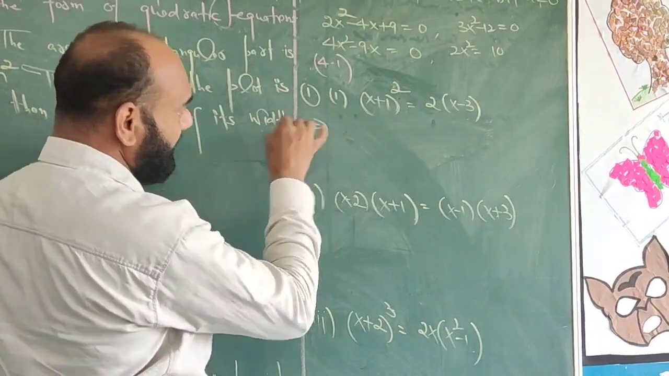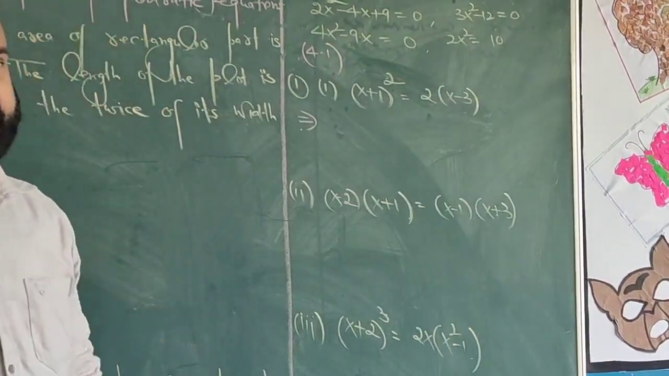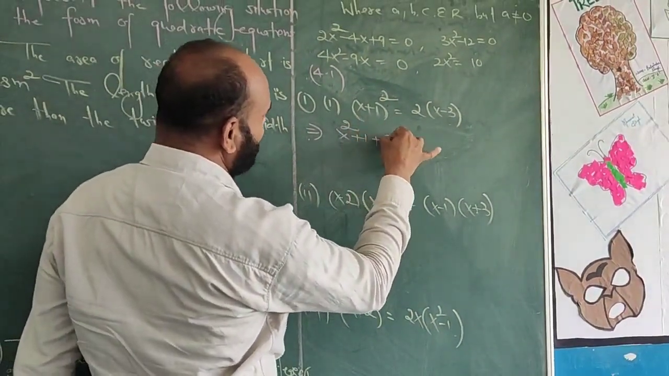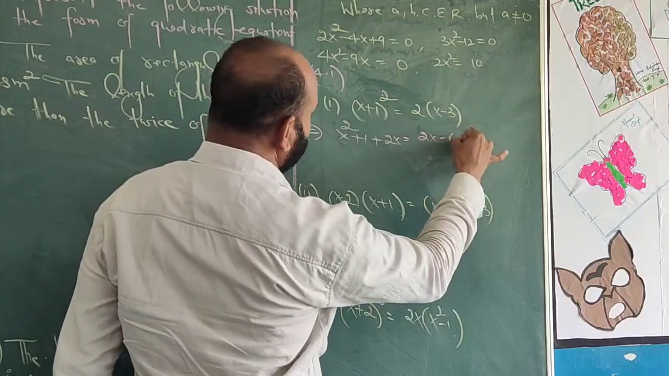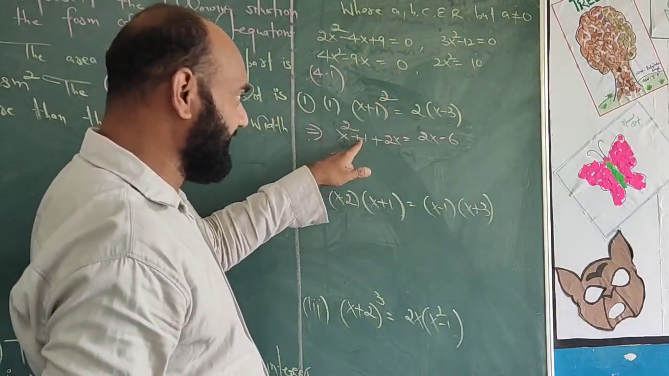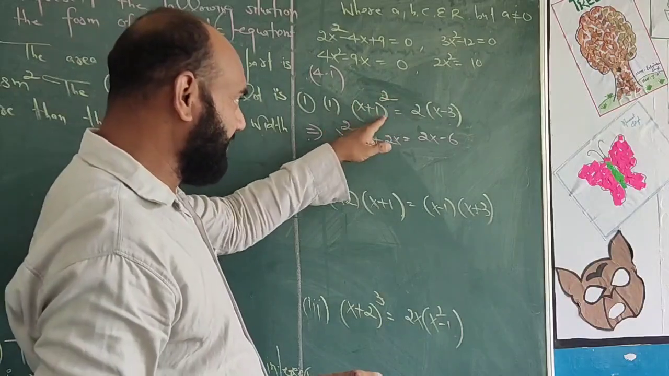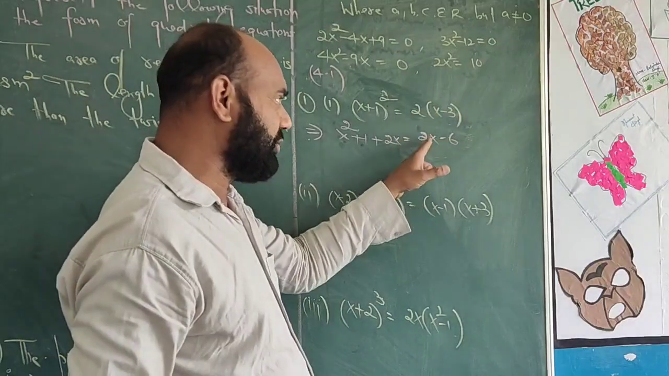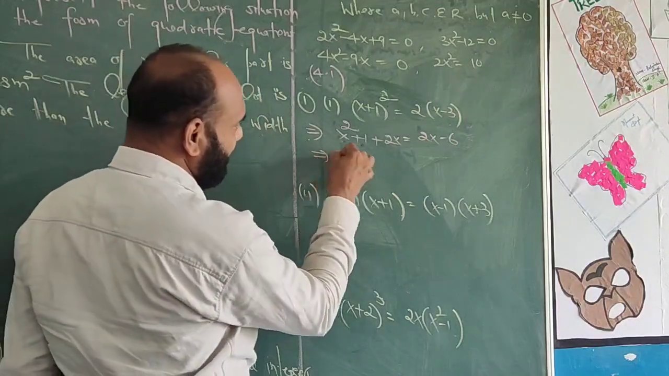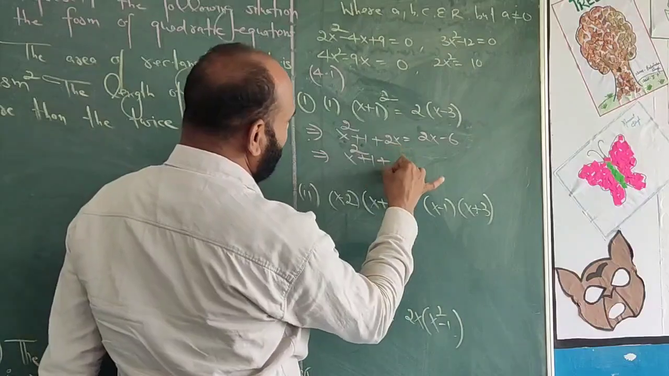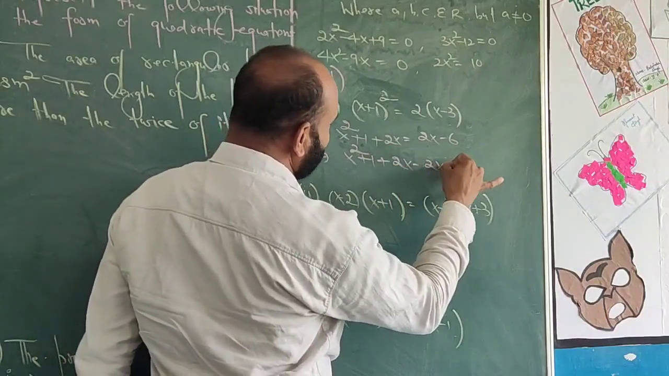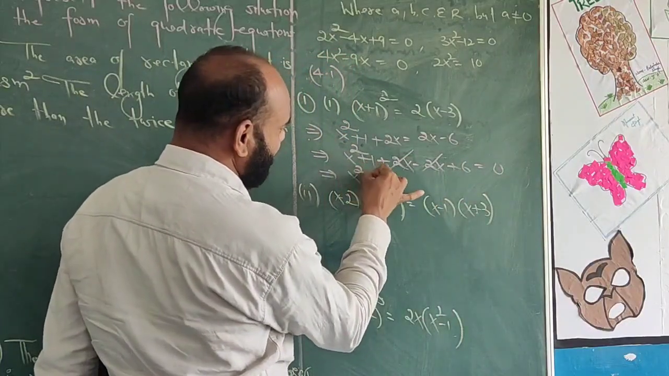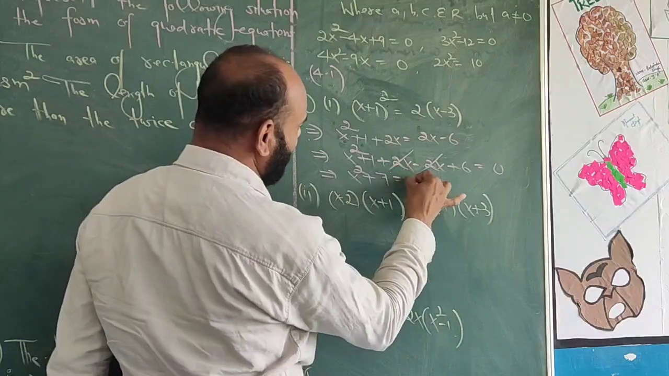So by solving it, we know the formula (a plus b) square is a square plus b square plus 2ab. So this is x square plus 1 plus 2x is equal to 2x minus 6. Here (a plus b) square is a square, x square, plus b square, 1 square, 1, plus 2ab, 2 into x into 1 is 2x, and 2 is multiplied by (x minus 3) which is 2x minus 6, and then x square plus 1 plus 2x minus 2x plus 6 equal to 0. 2x and 2x are cancelled out. Therefore, x square plus 1 plus 6, that is 7, equal to 0.